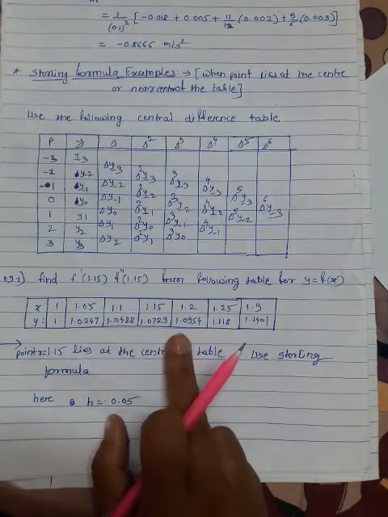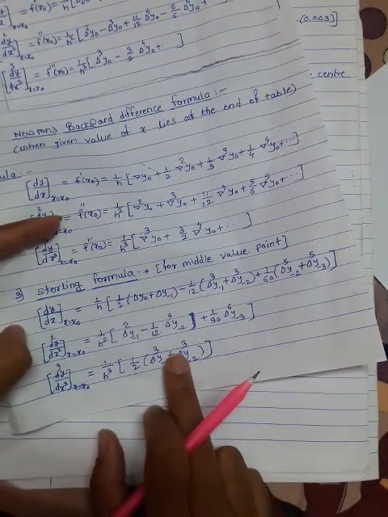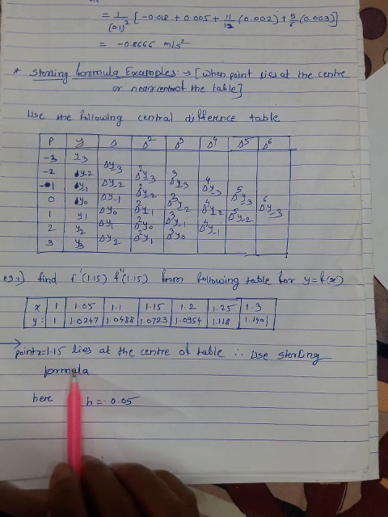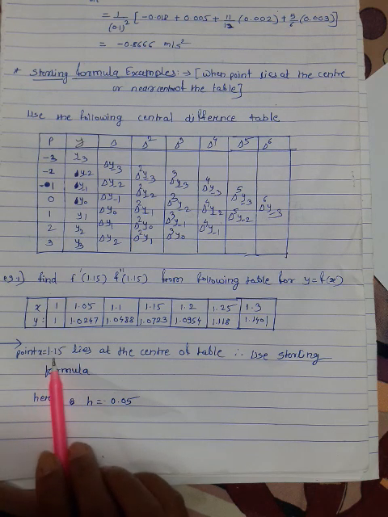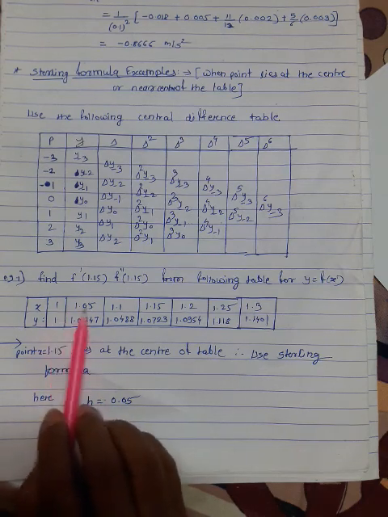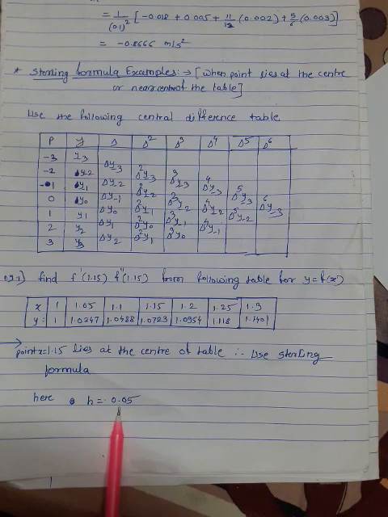That's why we have to use the Stirling formulas to find the derivative. Now write down the normal notations first. The point x lies in the central part, that's why I use the Stirling formula here. Obviously h is the difference between these two, 1.05 minus 1, that is 0.05.